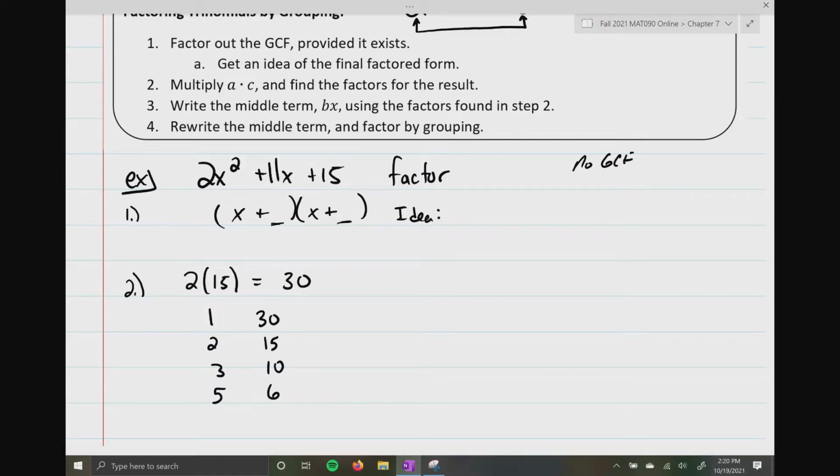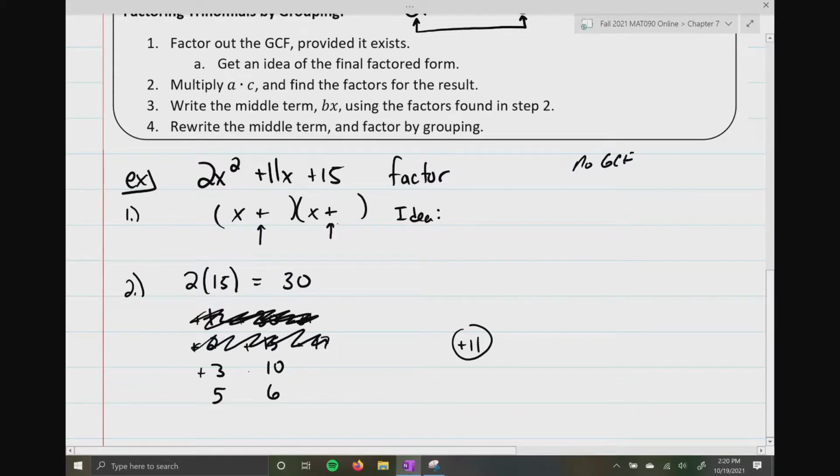So now, the reason why I wanted you to get an idea is because I know whatever pair I pick, both numbers are going to be positive. And I know I need to combine to give me positive 11. So I write positive 11 over to the right here. Okay? So if you think about this, plus 1 plus 30 is 31. That's too big. Too much. Scratch it out. Plus 1 plus 15, well, that's going to give you positive 17. That's too much. Positive 3 plus 10 equals 13. That's too much. But if you look here, positive 5 plus 6 equals 11. Okay? So what I did is I just found the factors for the result.